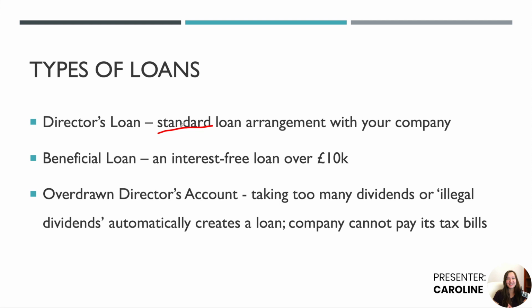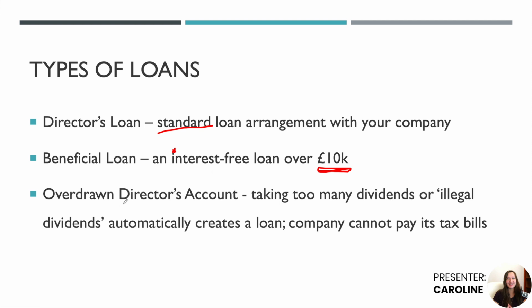So it's pretty normal. And this is assuming you have not taken too much money so the company cannot pay its taxes. So the next type is beneficial loan, which is an interest-free loan over £10,000. So if you were to either take too many dividends or you've taken a director's loan but it's more than £10,000 and it's interest-free, so this is the key, then you would need to basically receive a benefit in kind from your company and pay taxes on that benefit.